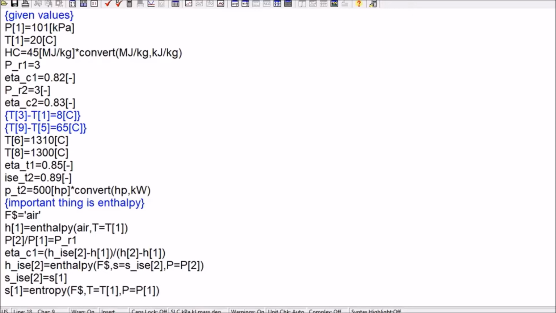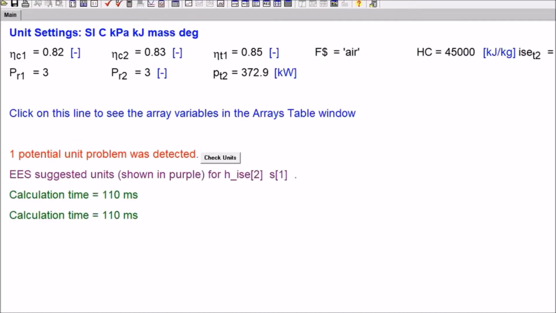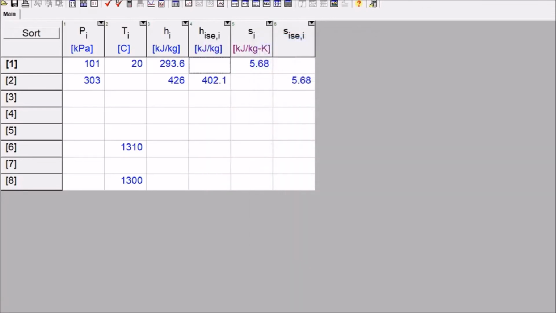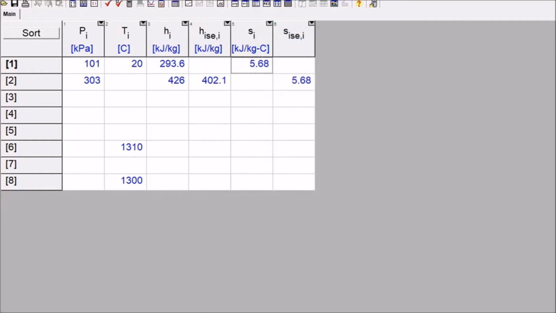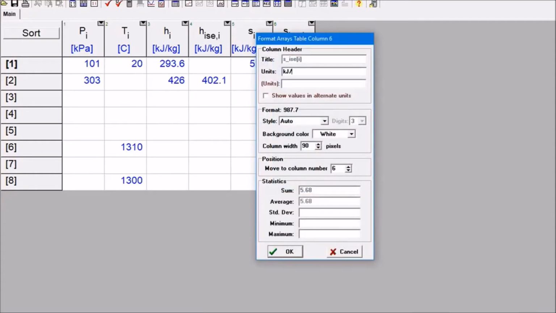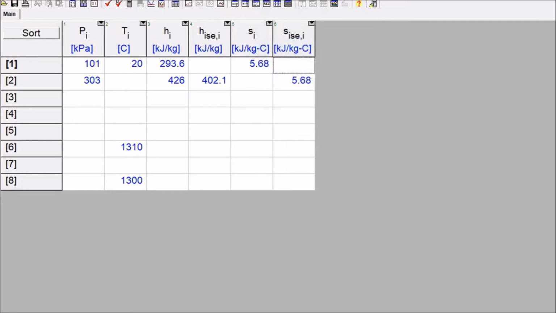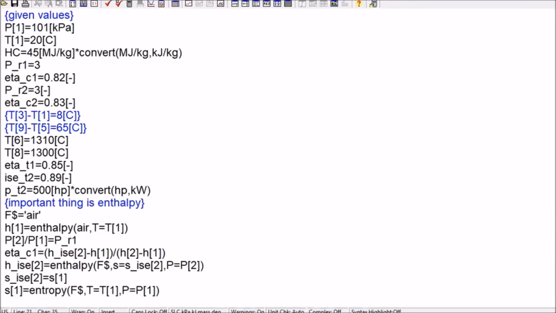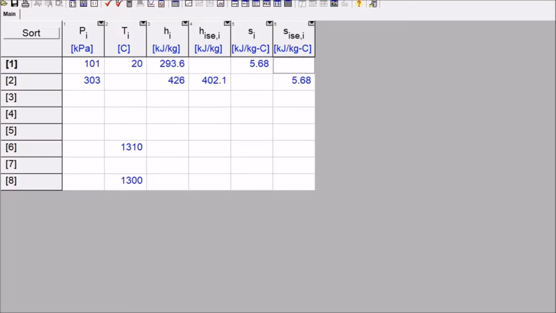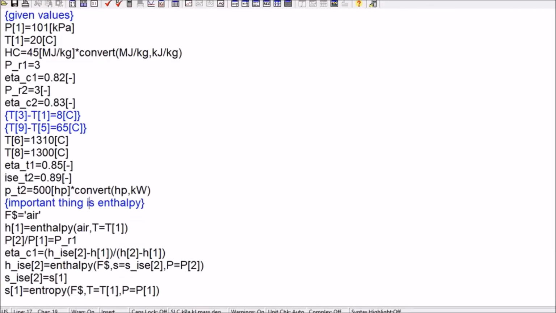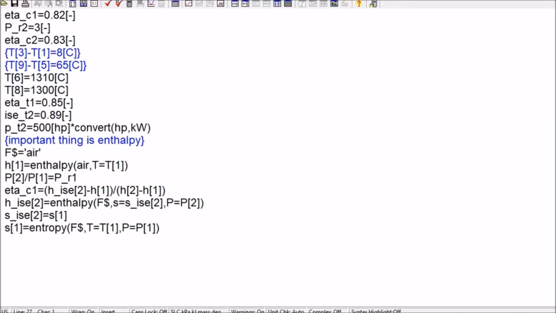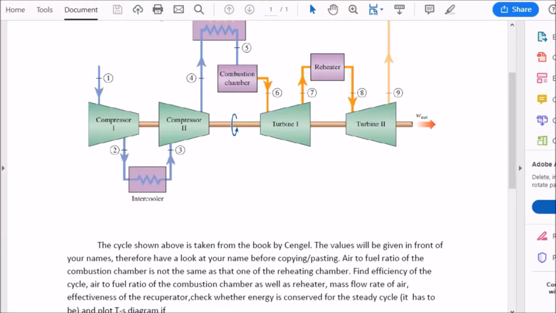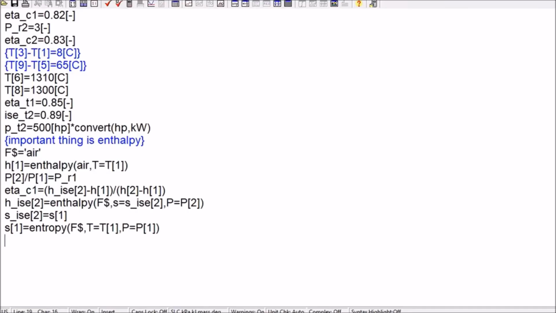Let's see if it works. Yes, it works, and the units are correct, kilojoules per kilogram Celsius, and again the same unit for this one. So this part has been solved. Again, our aim is enthalpy, therefore we should find enthalpy values. Enthalpy is our aim.